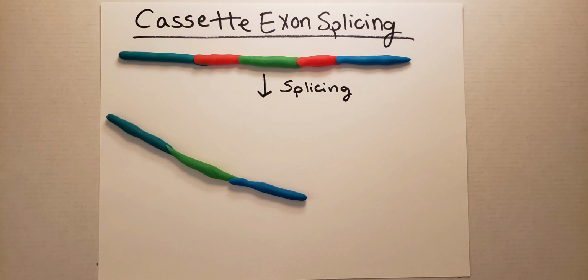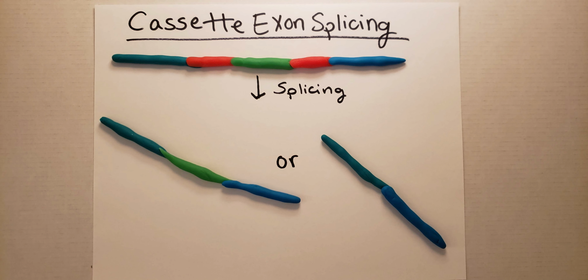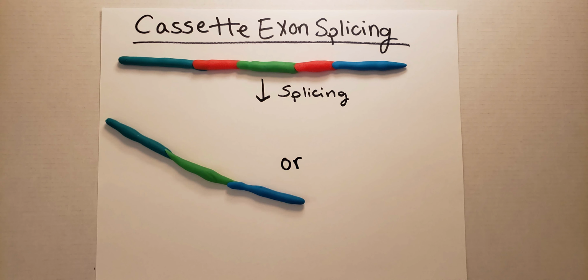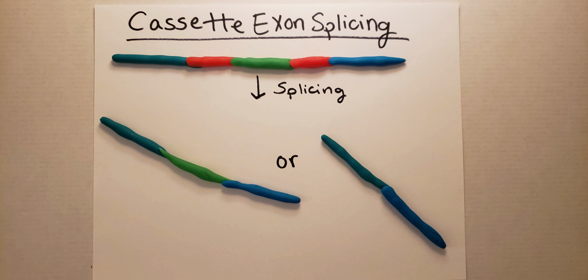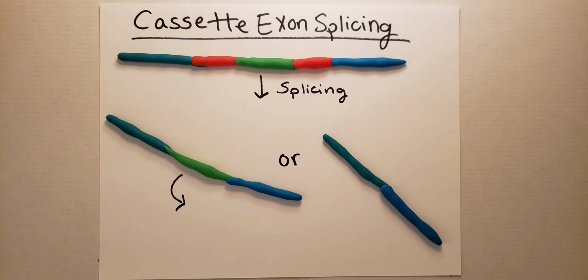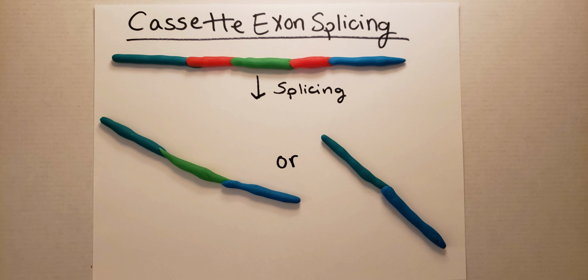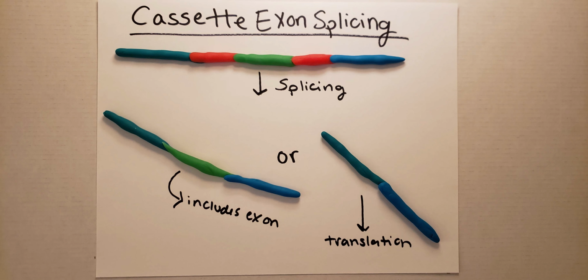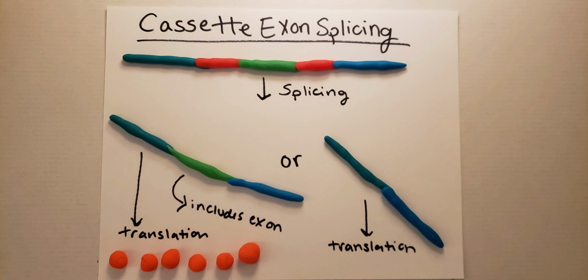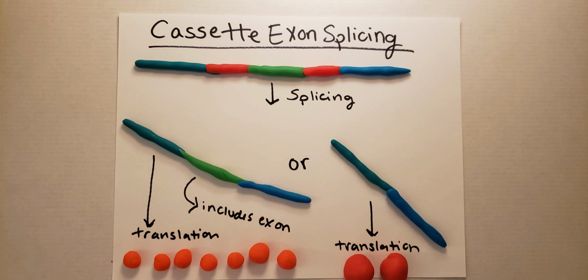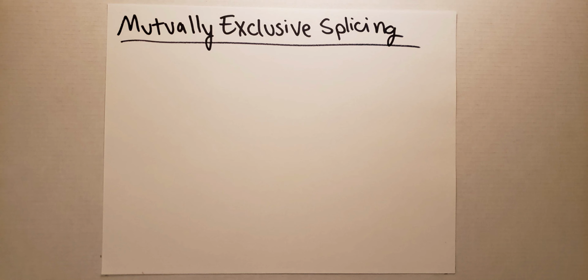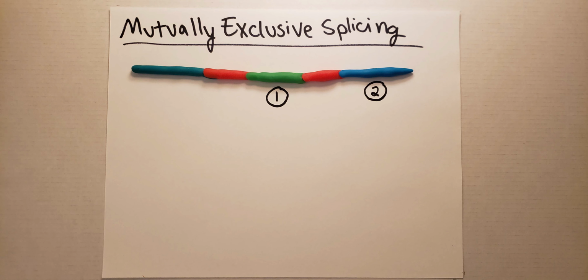In cassette exon splicing, a certain exon may or may not be included in the final RNA product. As shown, one form includes the exon while the other form does not include the exon. These two RNA products will result in different products once translated. For example, including the exon may result in precursor chondrocytes found in cartilage, while splicing out the exon may result in mature chondrocytes.